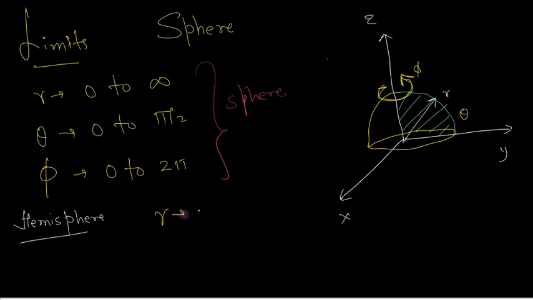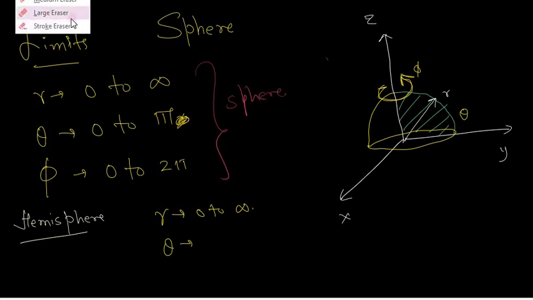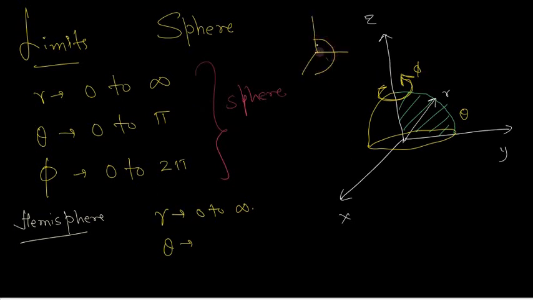So for hemisphere, r is equal to 0 to infinity. The theta limit changes from, sorry, that will not be pi by 2. This will be pi. Pardon for the mistake. Because initially your limit was to complete a sphere, you go theta from here to here. So that is 0 to pi. And for hemisphere, that is 0 to pi by 2. And for phi, it is 0 to 2 pi.